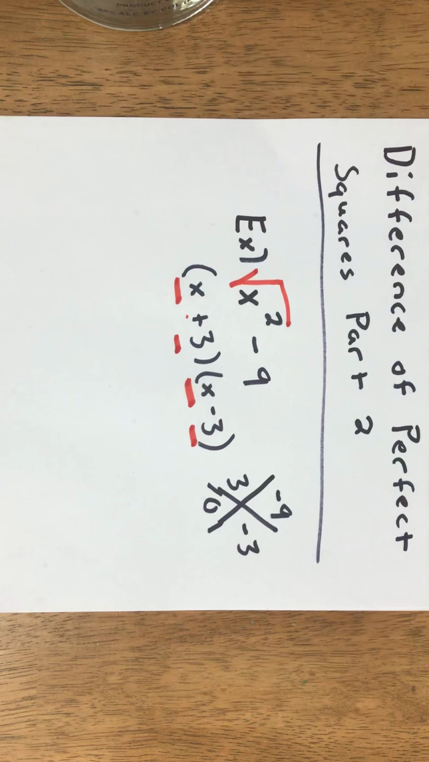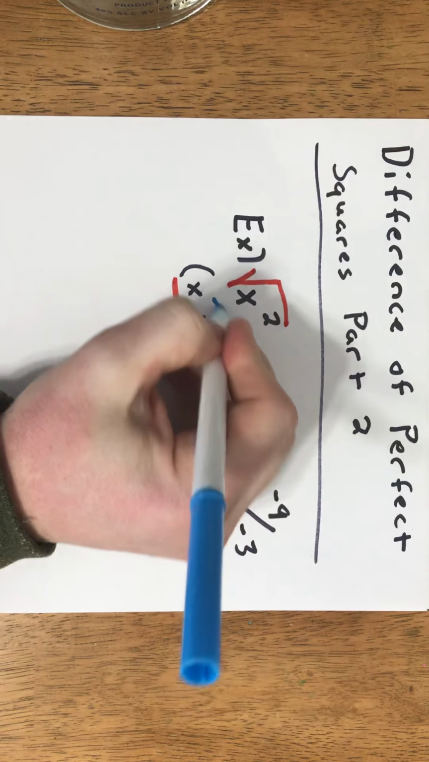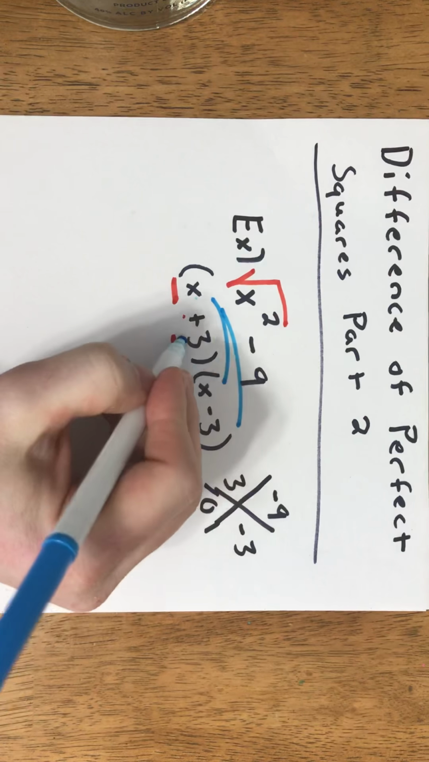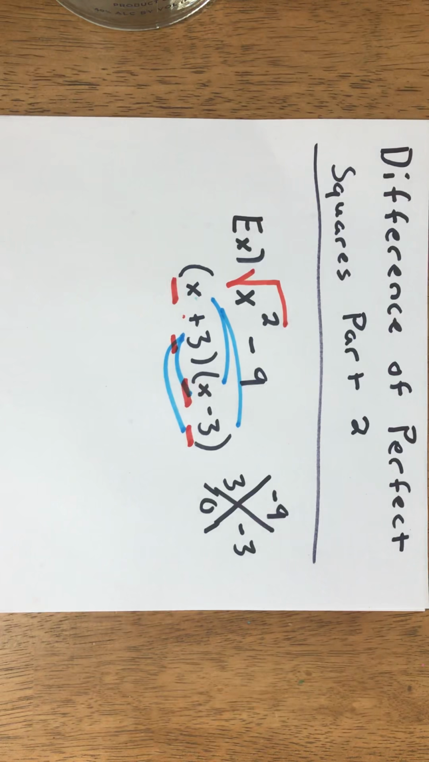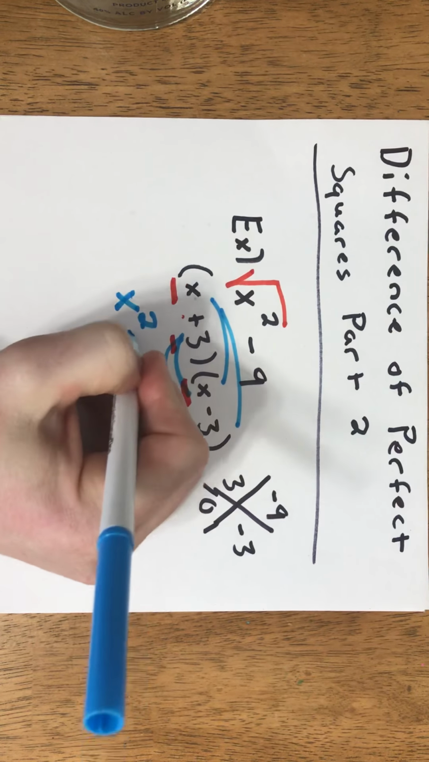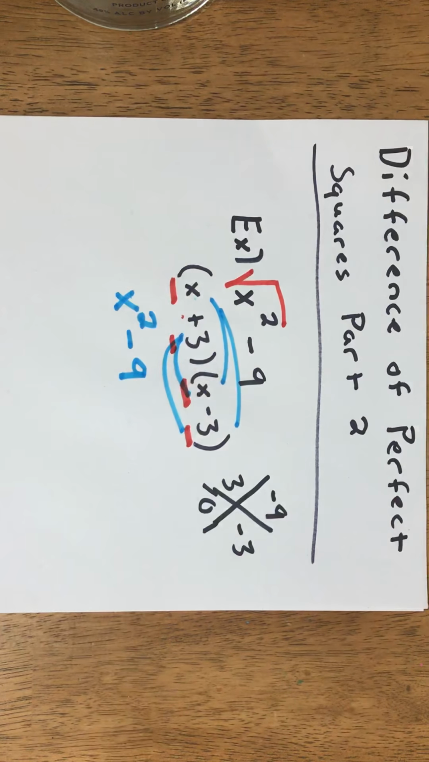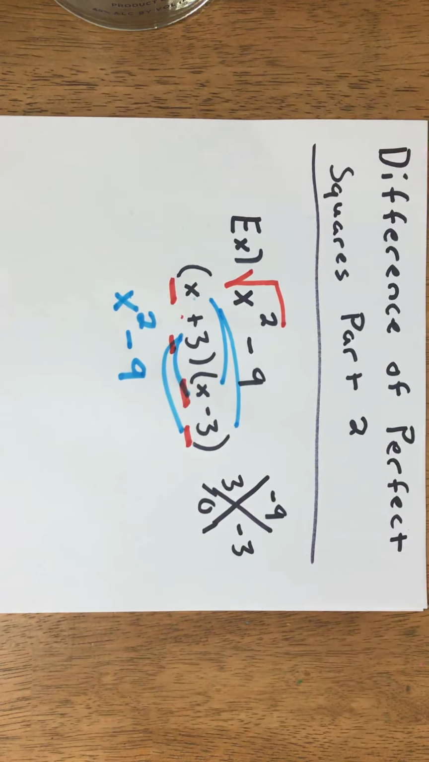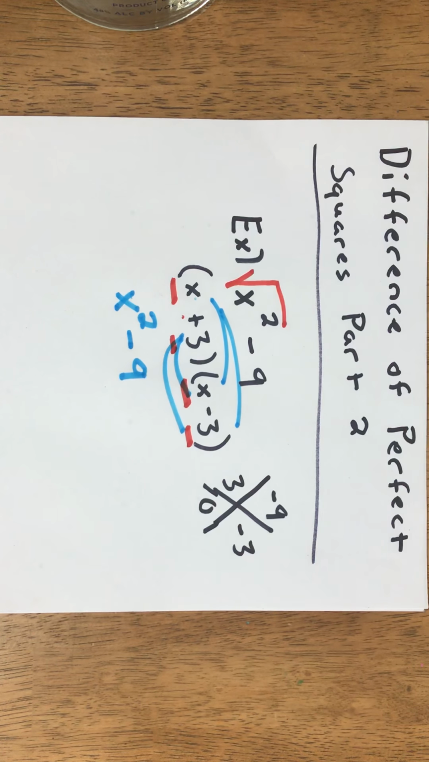Now, it is important to know that if we were to check this answer, the way that you could check to see that you did this right is by actually multiplying this out. So x times x, x times negative 3, 3 times x, 3 times negative 3, and you would see that you would get back to x squared minus 9. Now, it's important to realize that this is how you get back there because there are going to be some examples that will not work.